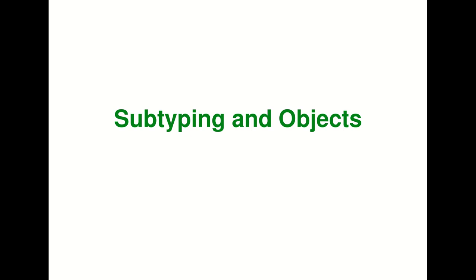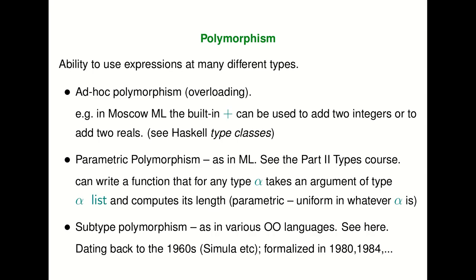And so what we're going to do is take a step back and think about the word polymorphism. Intuitively, polymorphism is just the ability to use a program expression at many different types. There are two main kinds of polymorphism that you see in programming languages. The first kind, and actually the first kind that was invented, is what is called ad hoc polymorphism. This is what happens when you have a symbol like the plus sign, and you can use it at multiple different types.